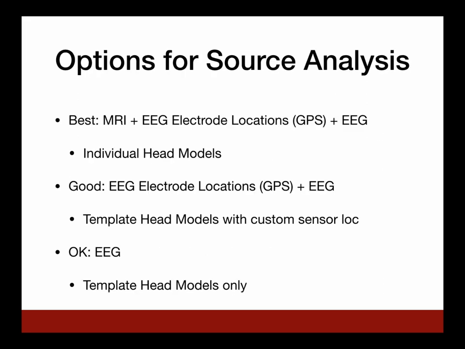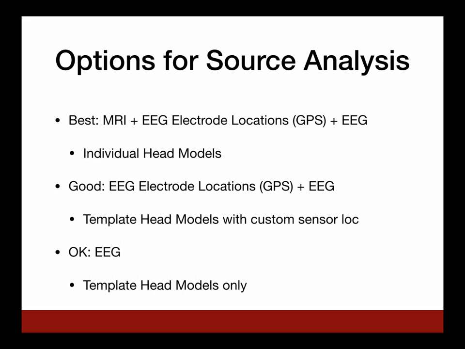To give you an overview, in terms of source analysis, you have best, good, and okay. The best is obviously if you have an MRI on every single subject, you have their EEG electrode locations, and you have their EEG. Then you can build individualized head models. If you don't have MRIs on everyone, but you still have EEG electrode locations and their EEG, you can make do with some kind of a template head model and some custom sensor locations.